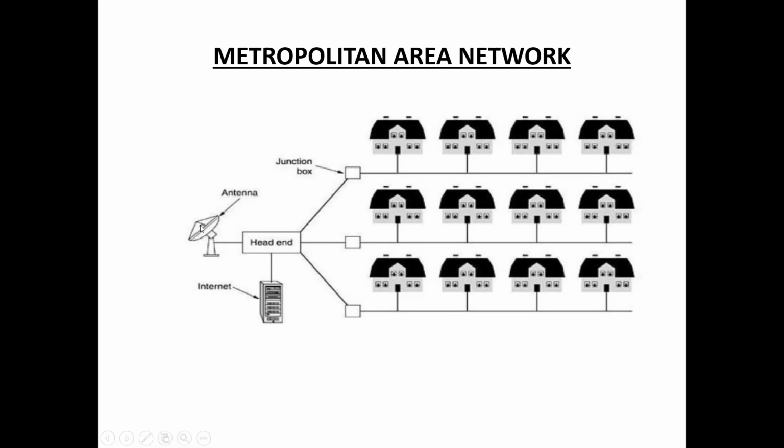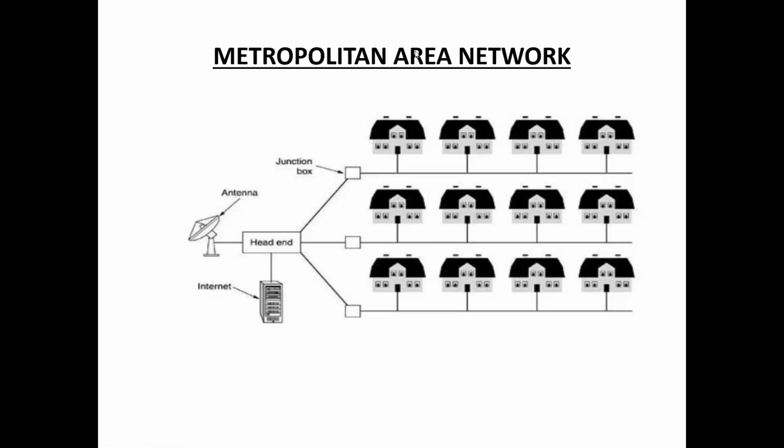So here, television signals from the antenna and the internet are fed into the one centralized head end for subsequent distribution to the people's homes. See here, television signals from the antenna and information from the internet are fed into one centralized head end for subsequent distribution to the subscribers' homes through the junction boxes. Here, metropolitan area network.